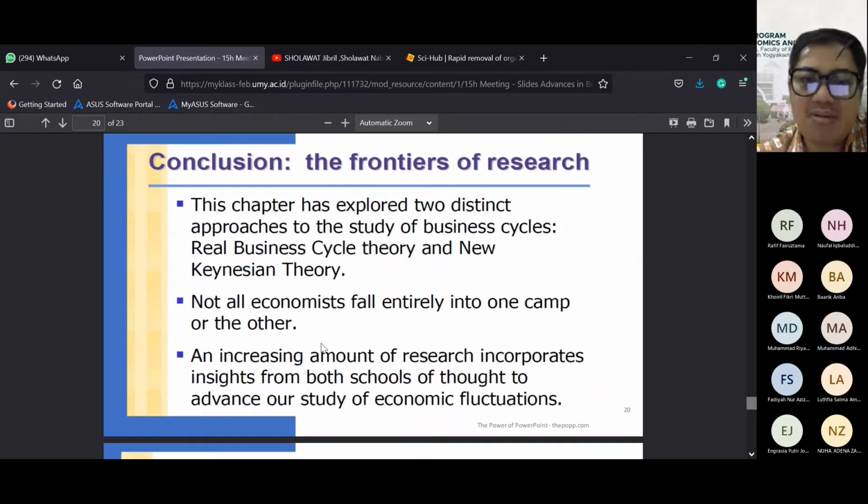They're afraid to be poorer than before. And what are the conclusions then? Yeah, by looking at the RBC and New Keynesian approaches, this chapter has explored two distinct approaches to the study of business cycles: real business cycles and New Keynesian theory. Not all economists fall entirely into one camp or the other. No agreement. An increasing amount of research incorporates insights from both schools of thought to advance our study of economic fluctuations.